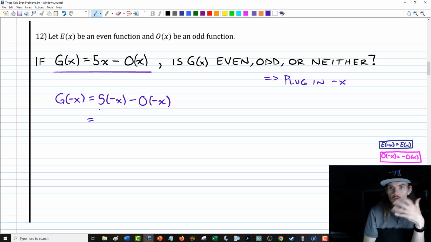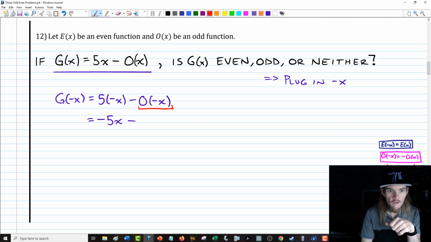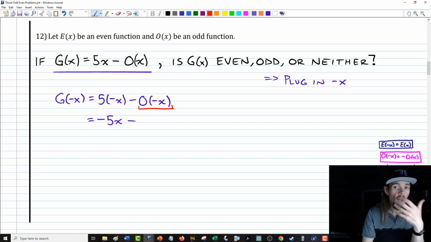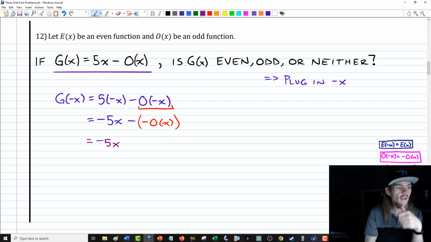So from here, what does this simplify to? We're going to clean it up a little bit. Well, 5 times negative x is the same thing as negative 5x. And then over here's where we got to get creative. So ignoring that minus sign for a second, although I probably shouldn't completely ignore it, I'll put it right in here. O of negative x, we have that already. We saw, using the definition of an odd function, that o of negative x is equal to negative o of x. So I'm going to plug in here negative o of x. Now, of course, I can simplify that a little bit, and I'm going to. This is negative 5x, and then the second term is negative times negative, or positive, o of x.